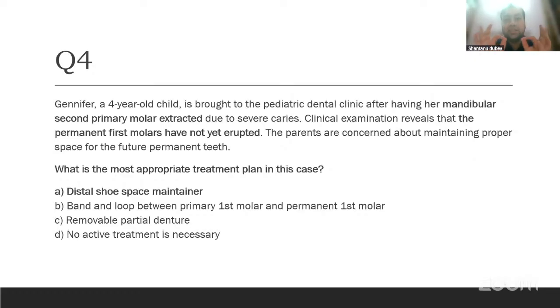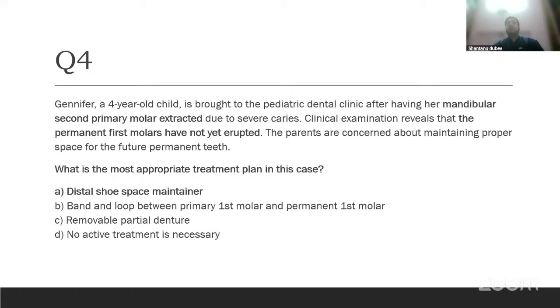This is a classic distal shoe case: E needs to be extracted and the sixes have not erupted, and then you give a distal shoe space maintainer so as to conserve the space for the fives that would eventually come up. I just told you earlier that whenever they ask you the best space maintainer for a case, in most cases they will give you a very long story before the question is asked. So in that case, you have to assess.